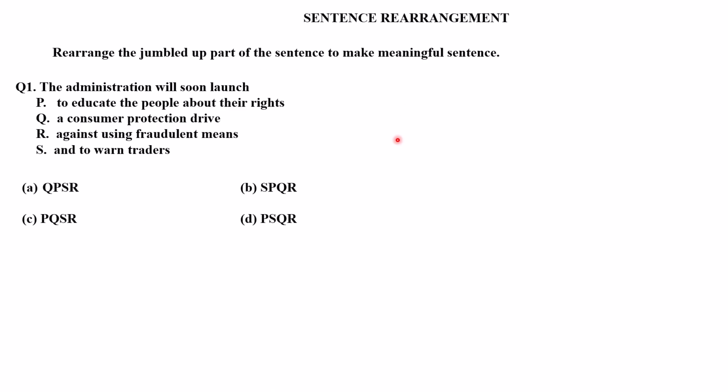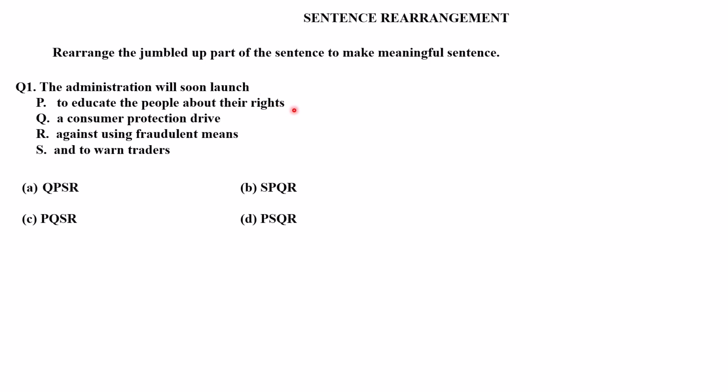Now I'm going to start from the English section. So I will be solving few questions from sentence rearrangement. Here, rearrange the jumbled up part of the sentence to make a meaningful sentence. Now the first line is given. After that you have to arrange these sentences, which are written as PQRS, such that it will give some meaningful sentence. So here it is given: the administration will soon launch.